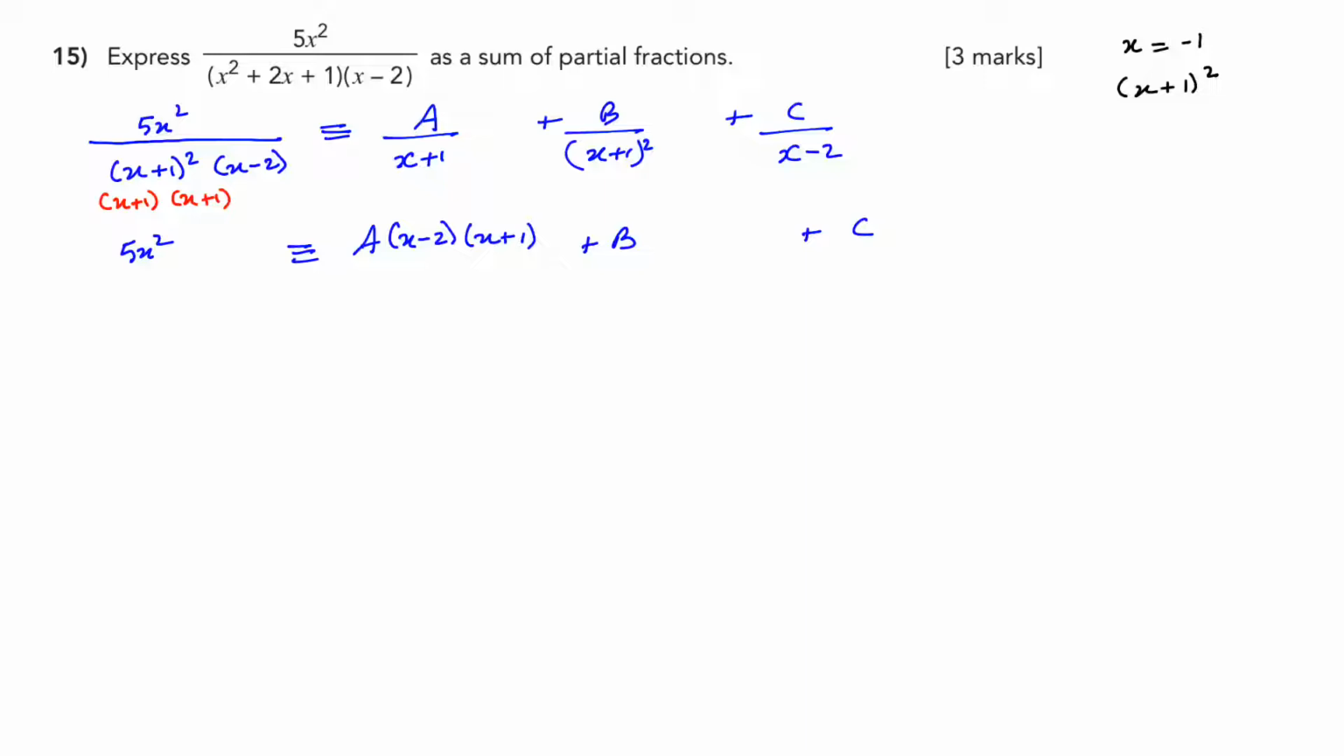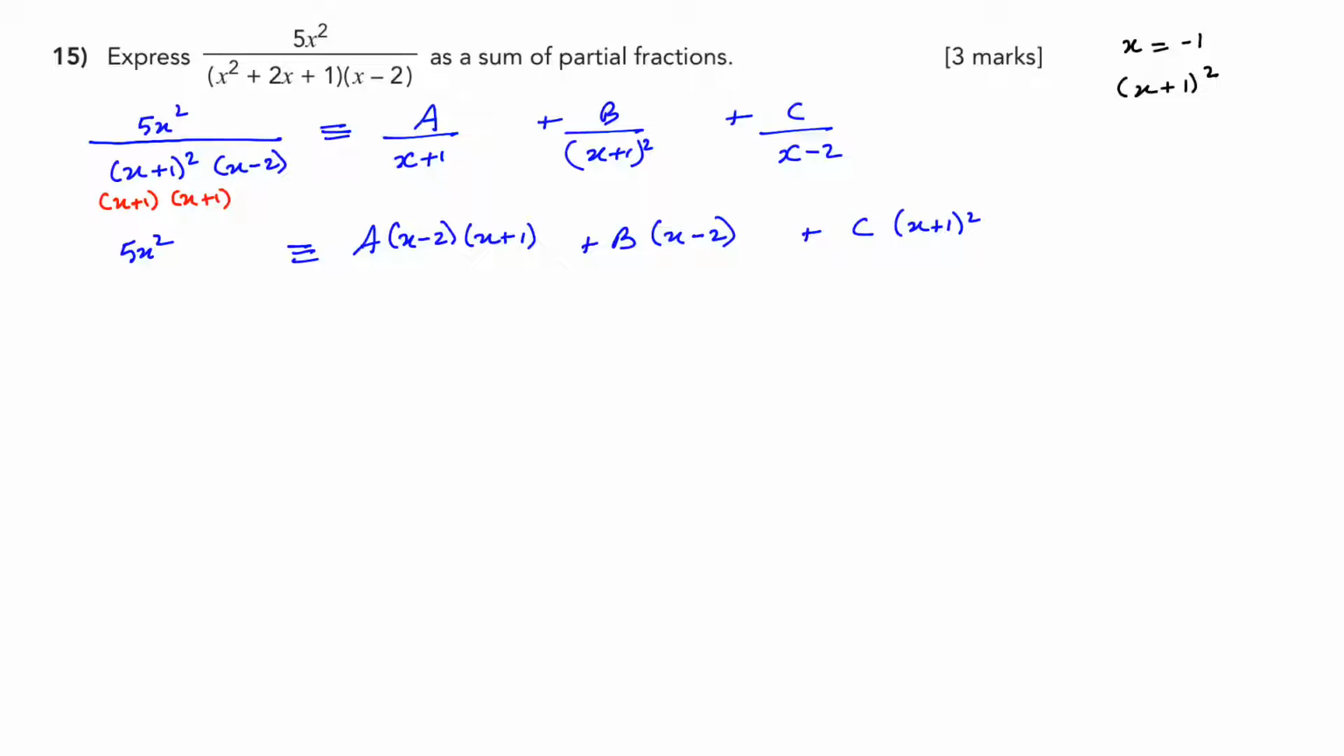Then look at the denominator of B. You have x plus 1 square. It means there are 2 x plus 1. If we cover them, what are we left with? X minus 2. Write it beside B. Now for C, we are going to cover x minus 2. If we cover x minus 2, we'll have 2 x plus 1. So it will become x plus 1 square.